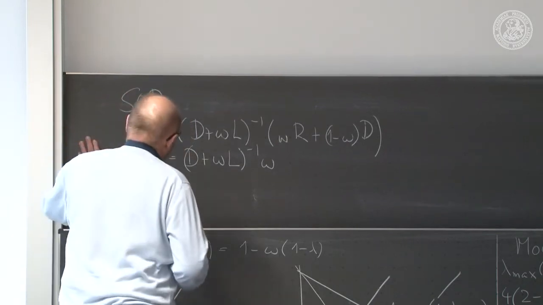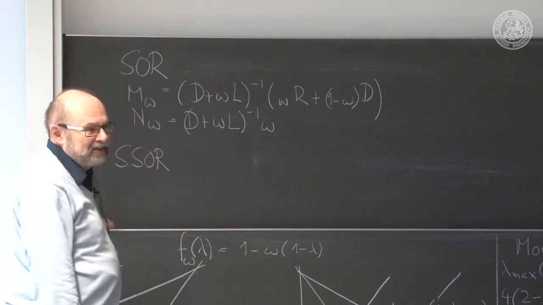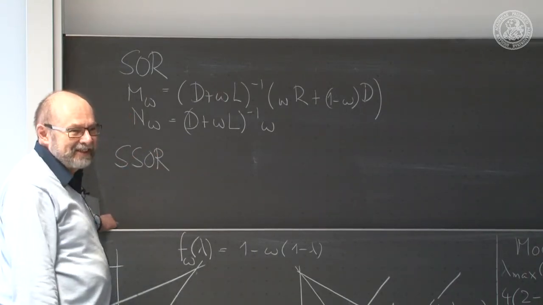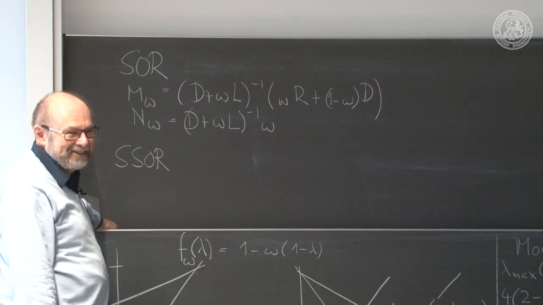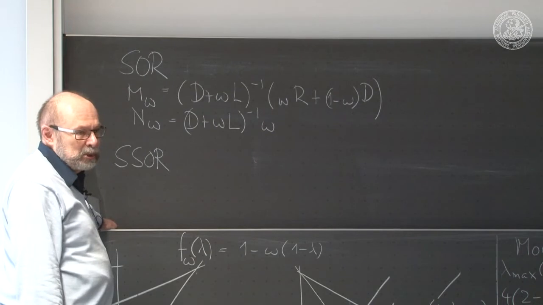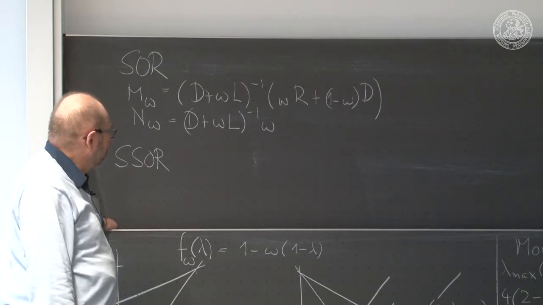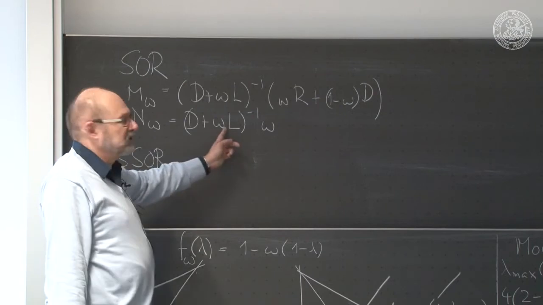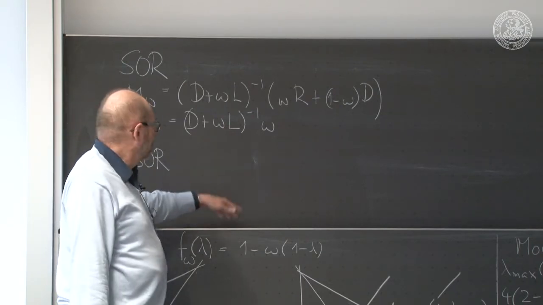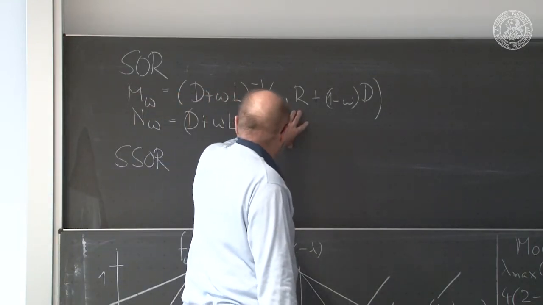A further variant of this method is the so-called SSOR. You heard this also? So, the symmetric successive over-relaxation method. Yes or no? No? What is the problem? In the case when we are dealing with a symmetric matrix, let's say a positive definite symmetric matrix, you see here, the iteration matrix is not symmetric.